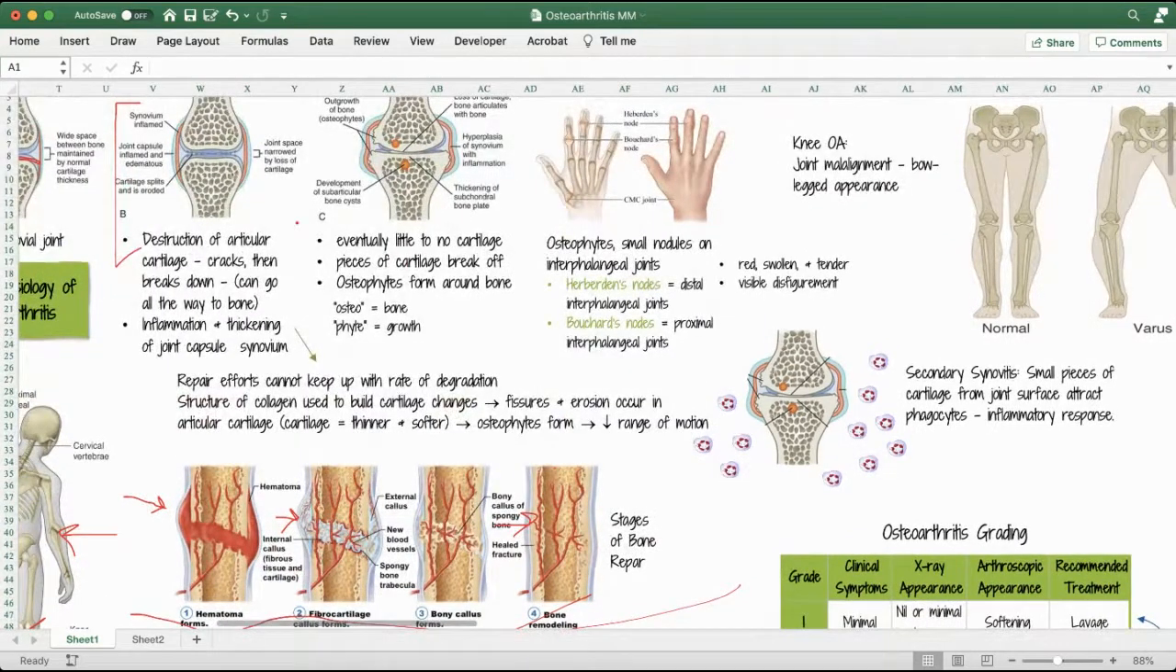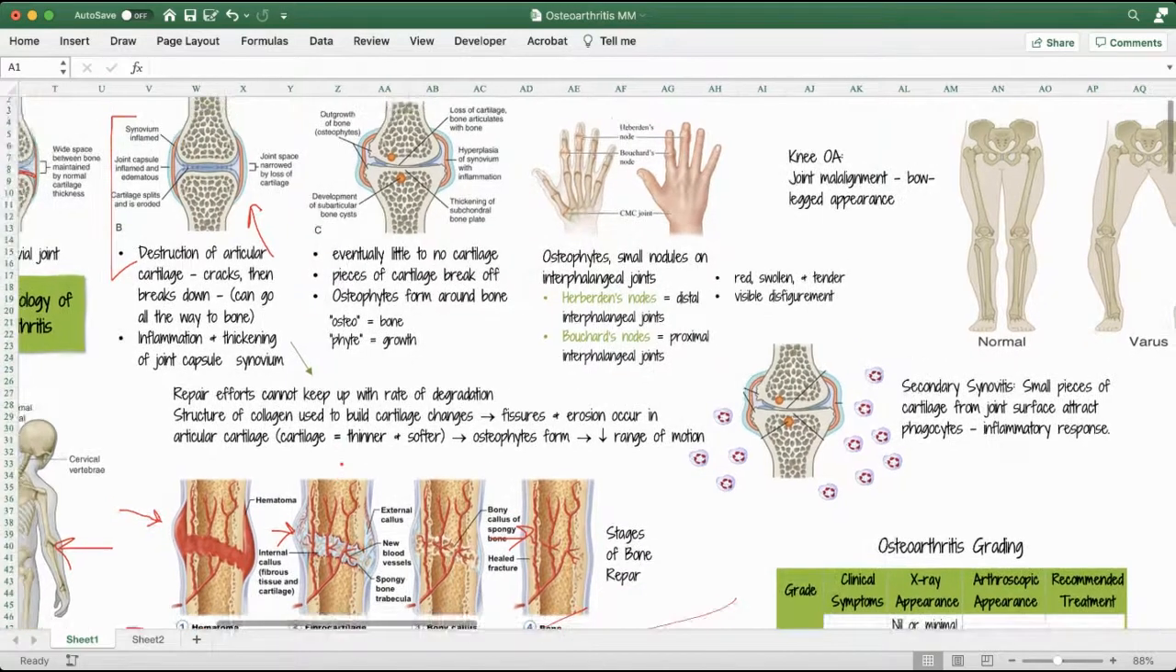As this articular cartilage is being destroyed, cracking and breaking down, your body will try to repair it. Unfortunately, it can't keep up with the rate of degradation, and so the structure of what's replacing that damaged cartilage changes. It's not as strong as it should be. It starts to erode. It's thinner and softer than it should be, and so you end up with decreased range of motion.